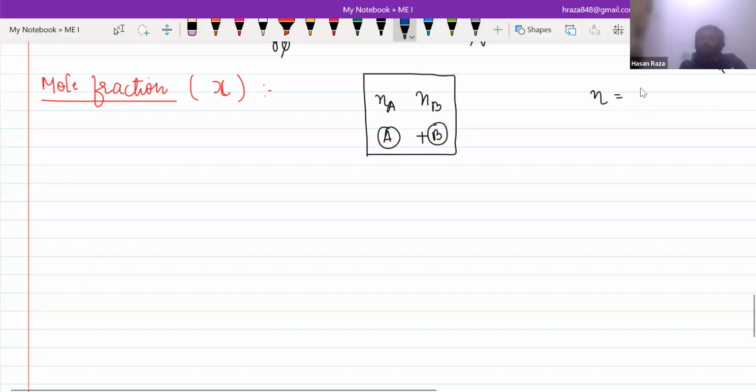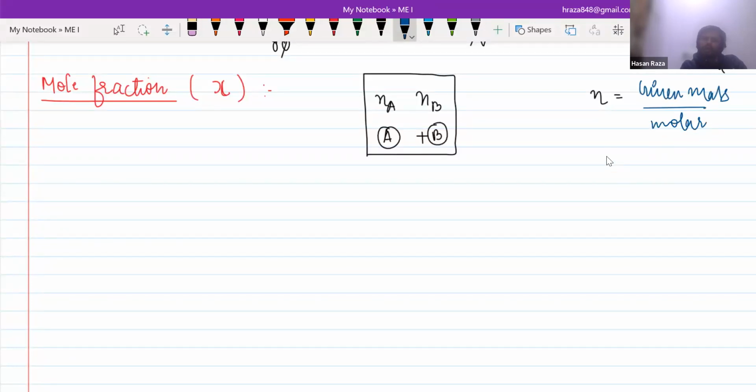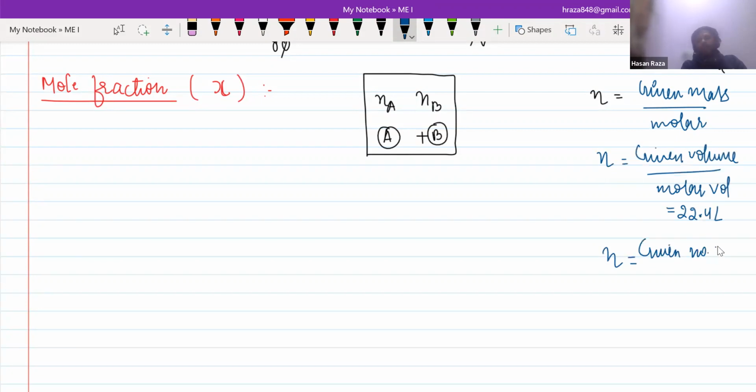Now see. The number of moles formula, the most used, is basically given mass upon molar mass. Another formula for number of moles is given volume upon molar volume, and molar volume has a value that is 22.4 liter. Number of moles is also equal to given number of particles upon Avogadro number. You know the value of Avogadro number, yes or no? Na is equal to 6.022 into 10 raised to the power 23.